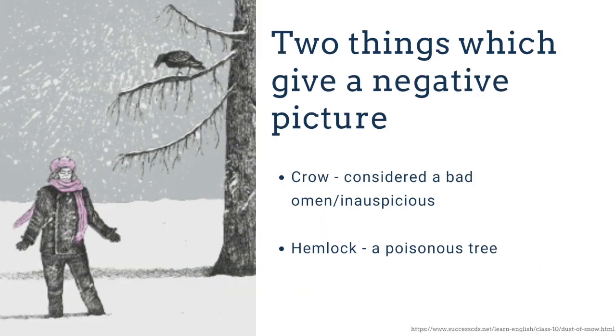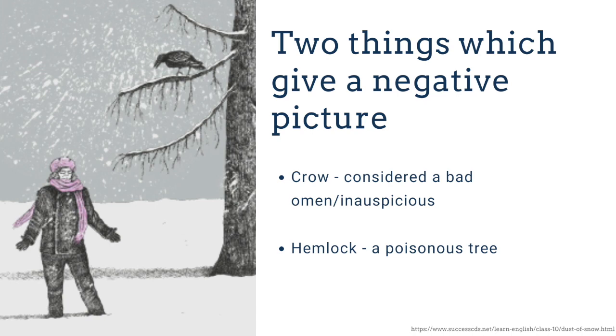Now this crow, while sitting on or flying off or passing by, which is not mentioned in this poem, how it happened, but now this crow, from the hemlock tree showered dust of snow on the poet. So, 2 things which give a negative picture. Crow, considered a bad omen, inauspicious. Hemlock, which is a poisonous tree.